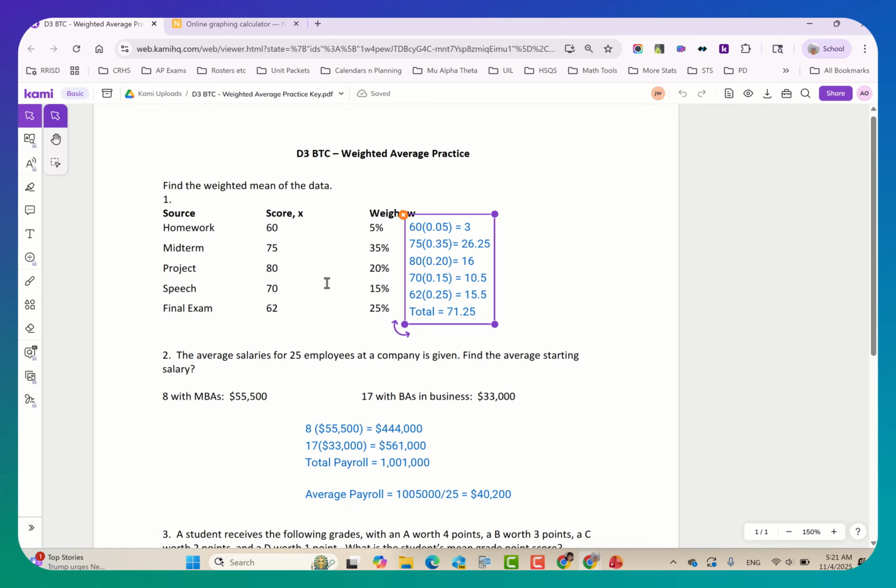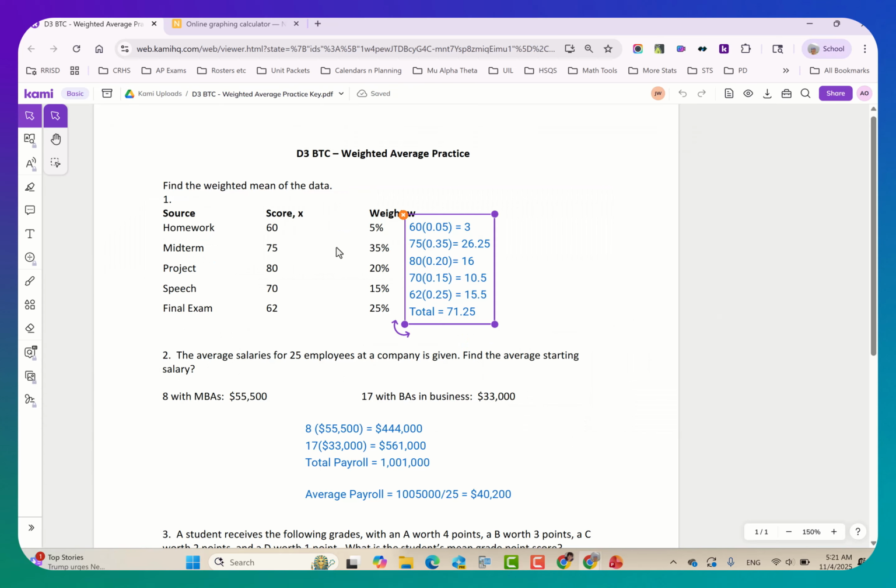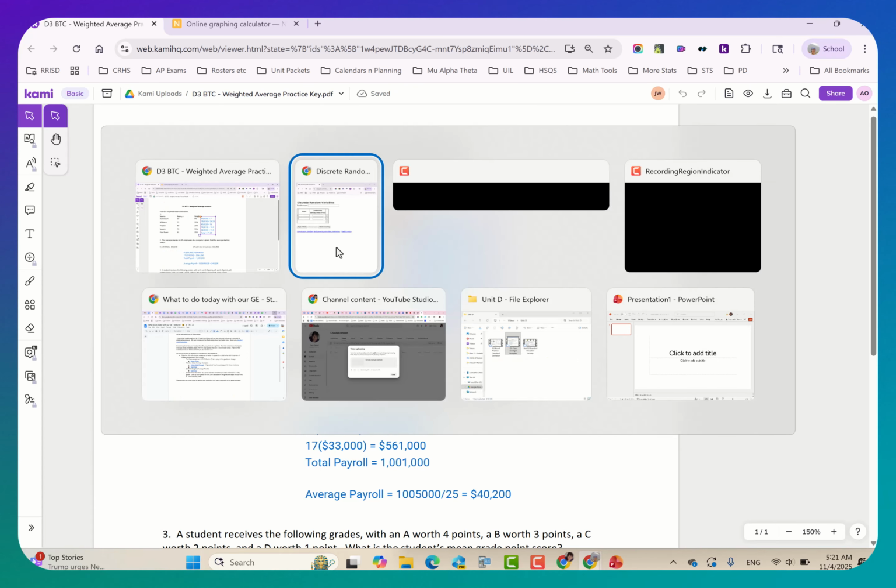So first of all, by hand, you just take the score times the weight in decimal form. So 60 times 0.05, 70 times 0.35, 80 times 0.2, etc. All right. But a really cool thing to do is to use the Stapplet, because it will actually, thought I had it. There we go. Alt-tab, and there we go.